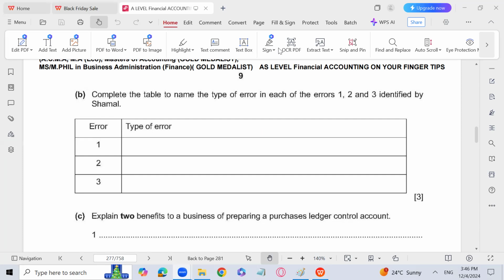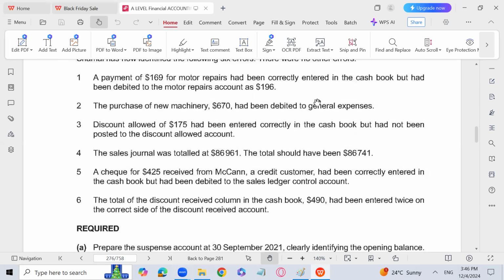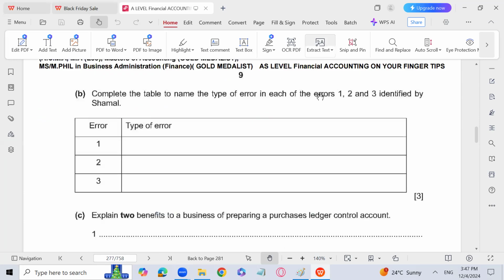Number 2 was an error of principle, because we have broken the rule of accounting. We have debited expense rather than asset. So you debited expense instead of asset. Number 3, there was an error of omission, because the discount allowed entered correctly in the cash book had not been posted to the discount allowed. That is known as an error of omission.